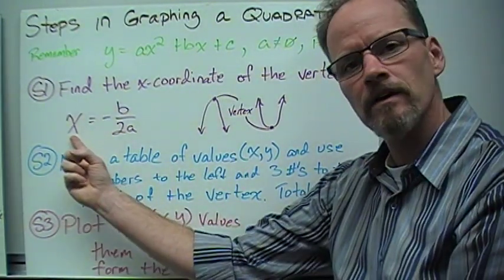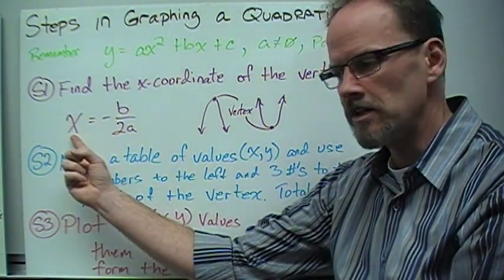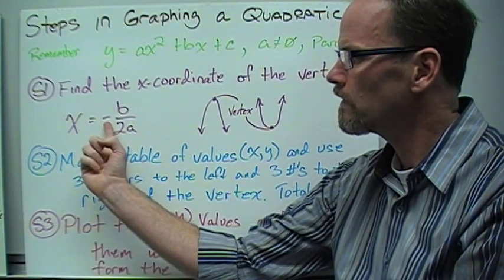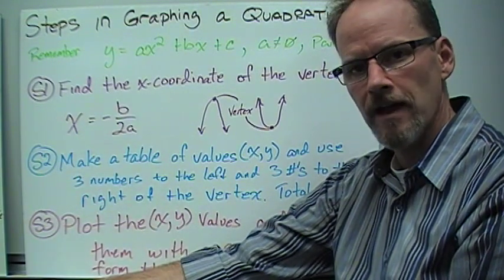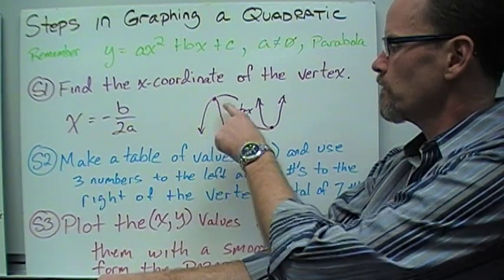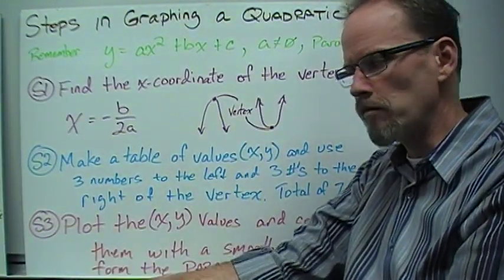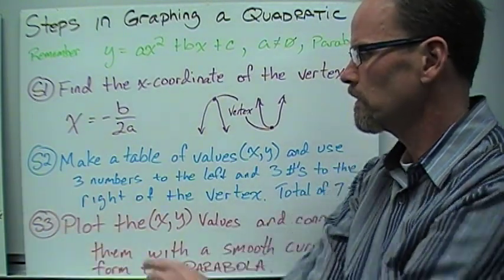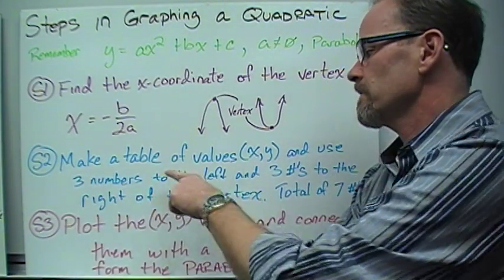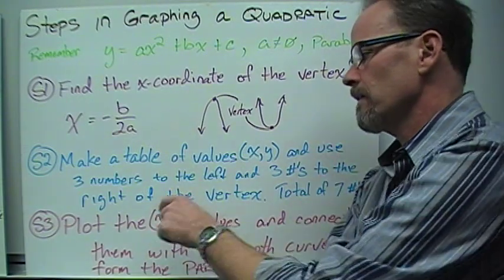How do I do that? Well, this is a little quick formula some genius came up with: x equals negative b over 2a. And of course, that's going to help me find the x coordinate for one of those vertexes, depending if it's negative or positive. Step 2, you're used to doing this, making a table of values of x and y, and use a certain number of numbers.